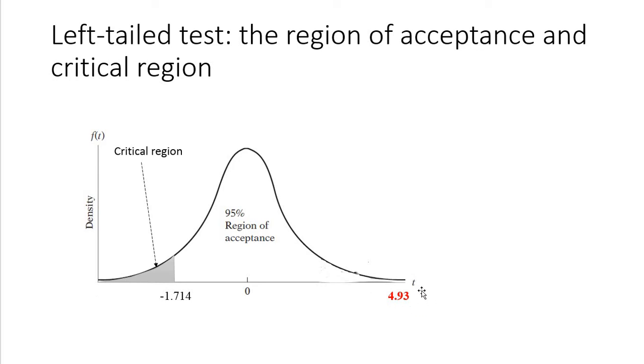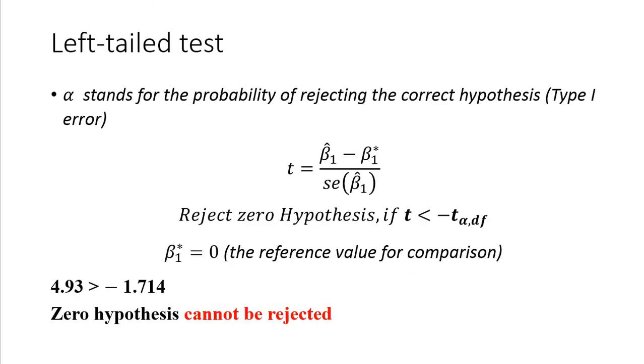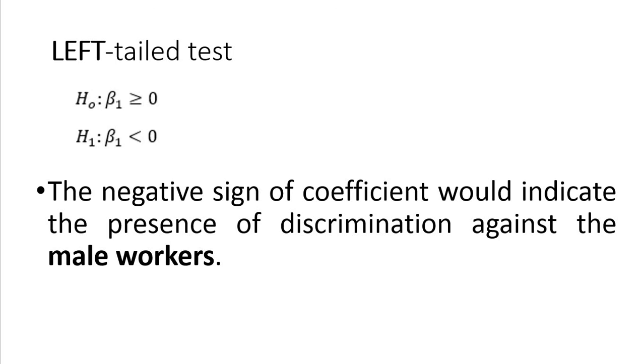And you can definitely see that our t-statistics calculated based on the value of beta and standard error is here in the region of acceptance. It's easy to see because this is a positive number. Therefore, because 4.93 is bigger than negative 1.714, zero hypothesis cannot be rejected. In other words, we fail to reject zero hypothesis. So we have to stick to the statement that beta 1 is bigger than 0 or equal to 0.